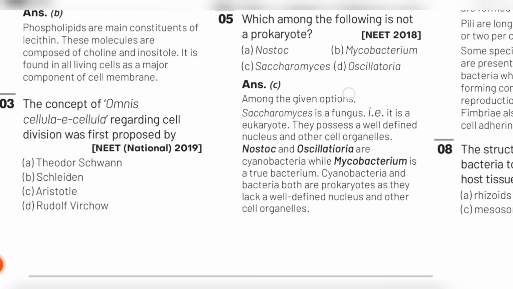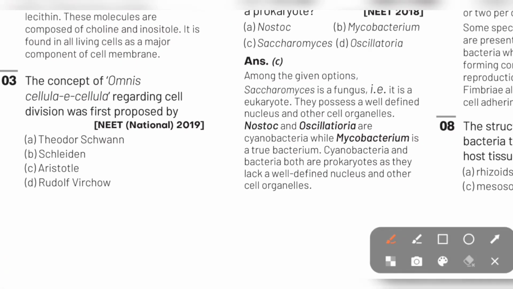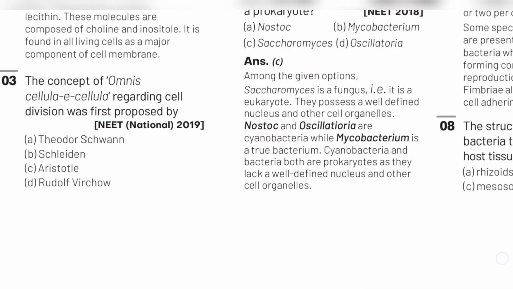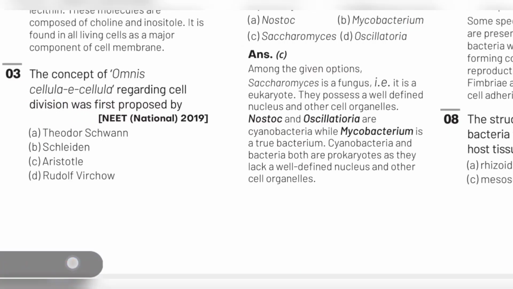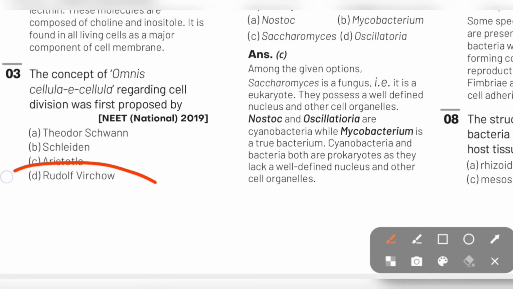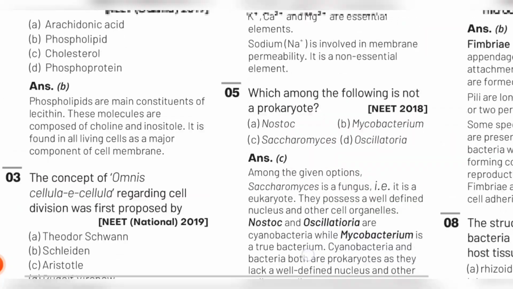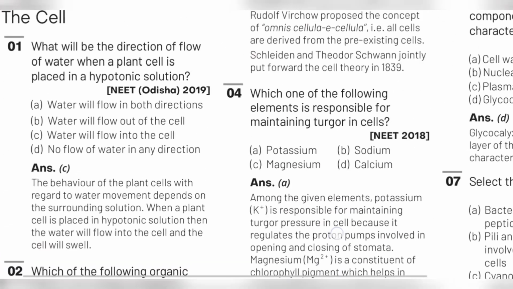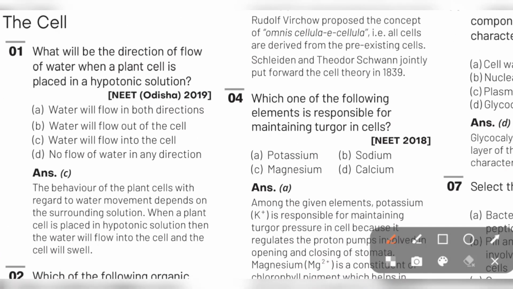Now we have the concept of unicellular and multicellular regarding cell division. Cell division was first proposed by cell theory, this is a question and you should know the simple answer, that is Rudolf Virchow. Now we have another question here: which of the following elements is responsible for maintaining turgor in the cell? Turgor pressure is being discussed, and potassium, sodium, magnesium and calcium are the options.